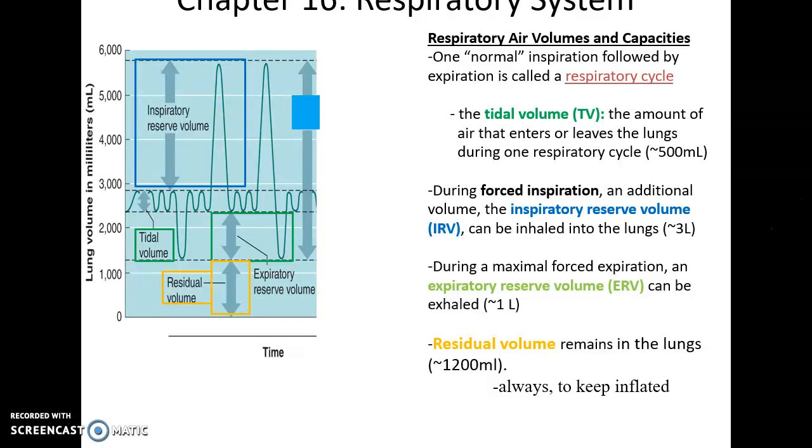And finally, there's the residual volume, the amount of air that is always in the lungs, that always needs to be there because it helps keep the lungs inflated and functional. And so that volume you never get rid of, hopefully.